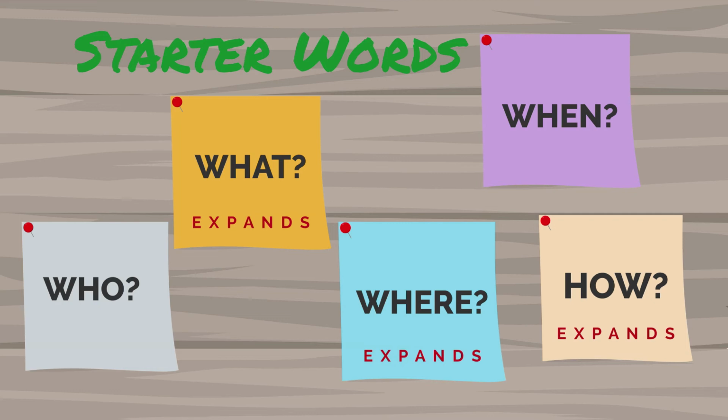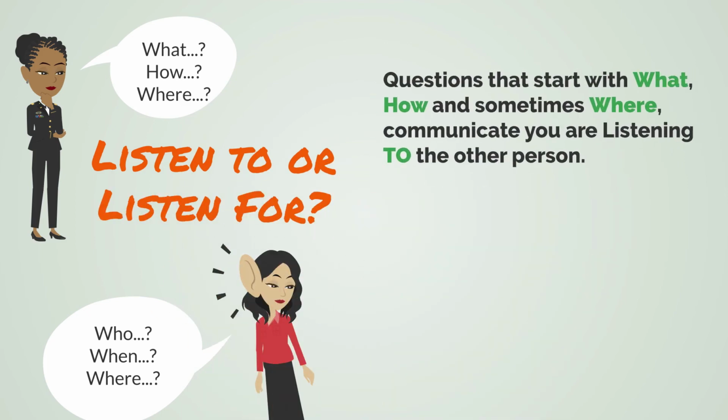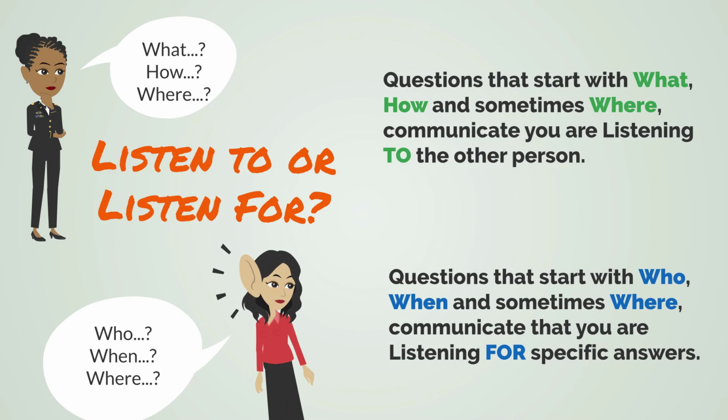Others are specifically narrowing. Who else saw what happened? When did you get here? Or when did they close the meeting? Where have you been? Other types of questions, like what and how, and sometimes where questions, communicate you're listening to the other person. Who and when, and sometimes where questions, communicate that you are listening for specific answers.